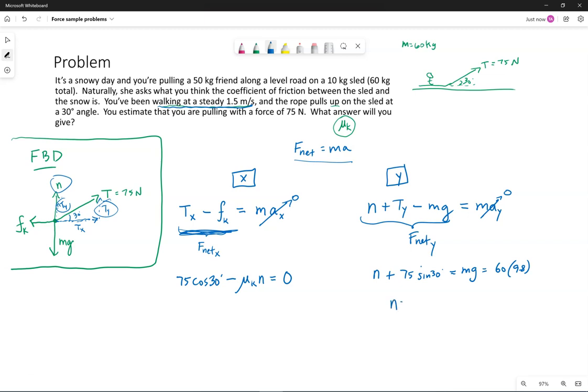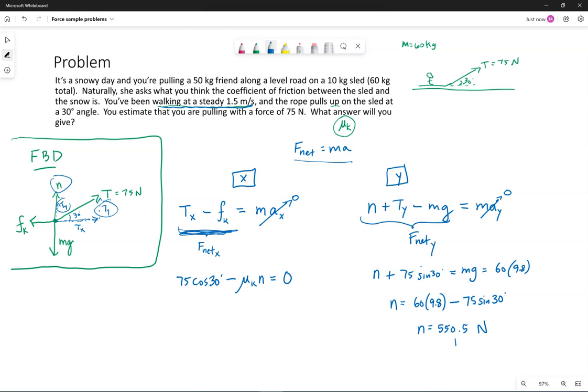In this case, then, I actually have enough information to calculate the normal force. But again, the normal force is not equal to mg. And that's because there's that y component of the pull. The normal force is going to be determined by all of the other forces acting in that y direction. So plugging these numbers in, I'm finding that the normal force in this case is 550.5 newtons.